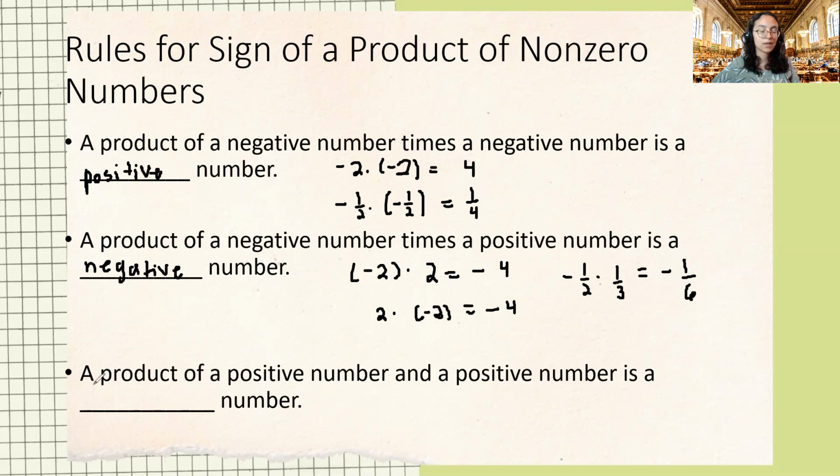For the last one, we want to know the sign of the product when we multiply a positive number times a positive number. So we have 2 times 2, or 1/2 times 1/2. For both of these, we have two positive numbers being multiplied, so our answer will also be positive. A positive 2 times a positive 2 is a positive 4, and a positive 1/2 times a positive 1/2 is a positive 1/4.